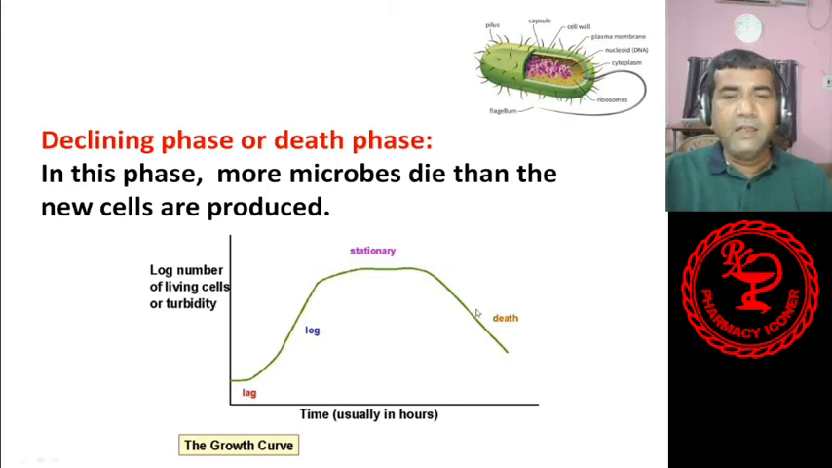So this is the growth curve: lag phase, log phase, stationary phase and death phase. These four phases together form the growth curve.